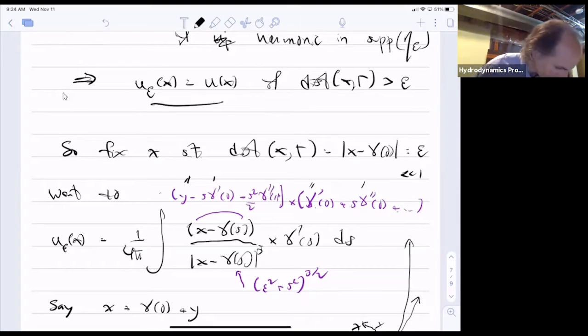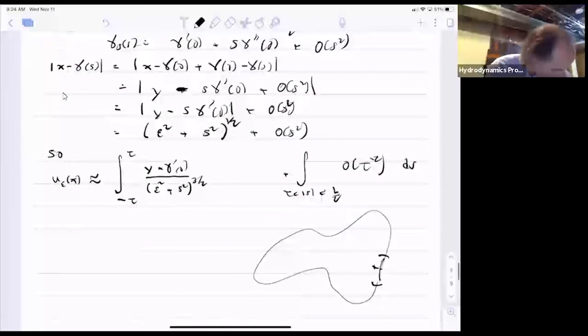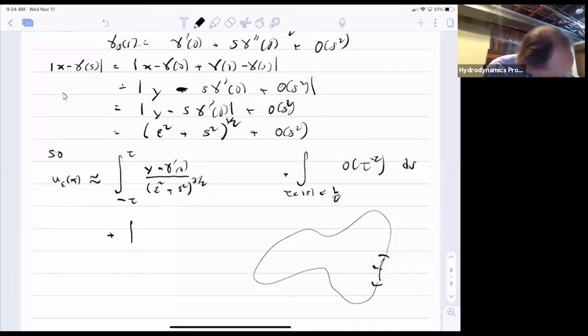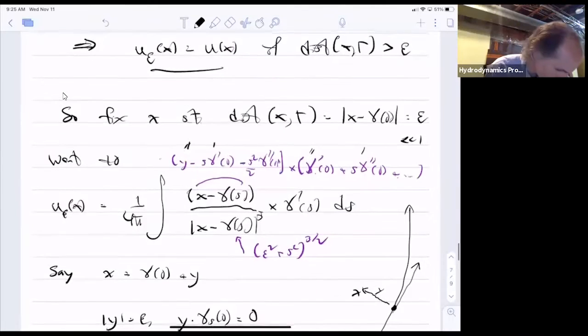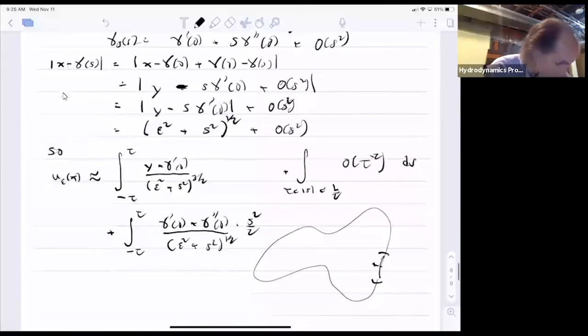And so then the next term, I'll get an s squared over 2 gamma prime of 0 cross gamma double prime of 0, plus minus tau, gamma prime of 0 cross gamma double prime of 0 times s squared over 2. And then I have the same denominator, epsilon squared plus s squared to the 1/2. And I feel like that factor of 2 is wrong. That's right, so it's just s squared.